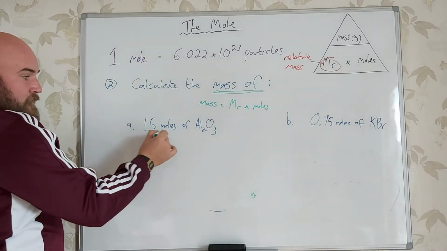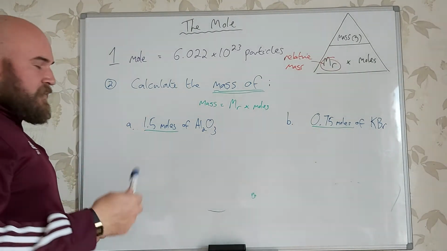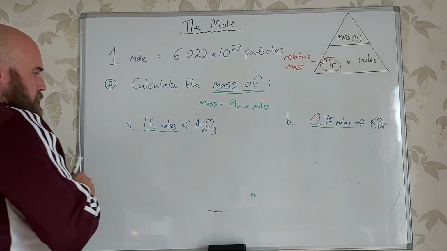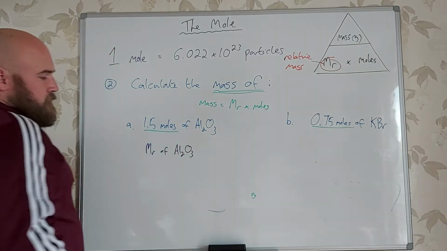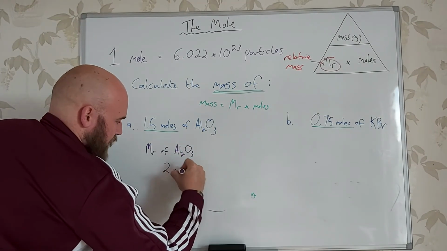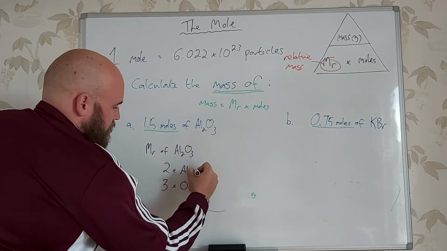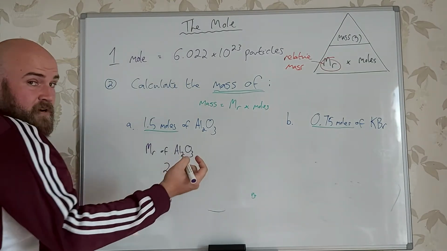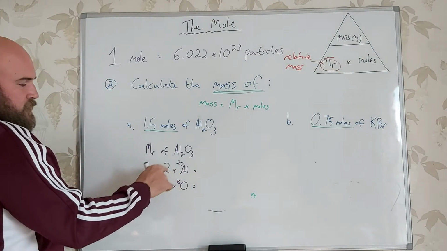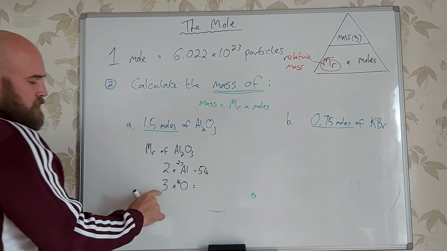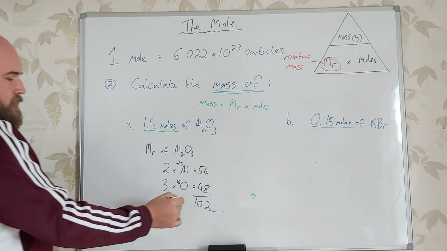In each question we're given the number of moles. So I need to work out the Mr of each, to then work out the mass. So let's work out the Mr of Al2O3. What have I got in this formula? I've got 2 aluminium atoms, or aluminium ions technically, and 3 oxide ions. So using the periodic table, aluminium has a relative atomic mass of 27, oxygen is 16. 2 times 27 is 54, 3 times 16 is 48, add those together, 102, right?